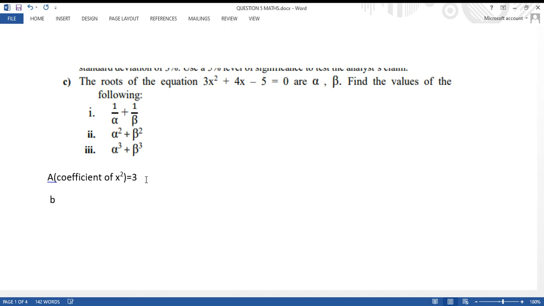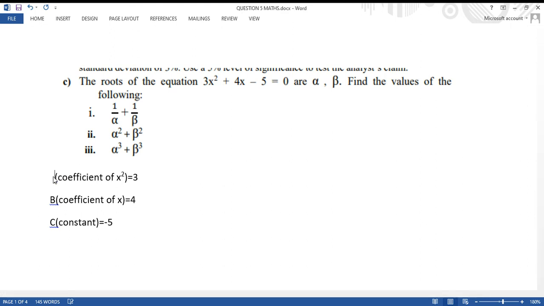Just a small letter, b. And the coefficient of x is 4. Then c represents the constant. A constant is just a number without a variable, without a letter. So c is our constant, and it equals -5.